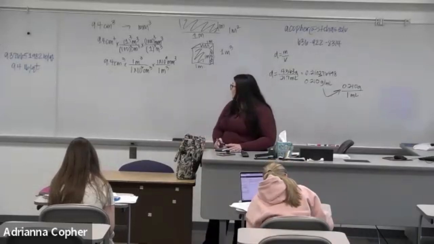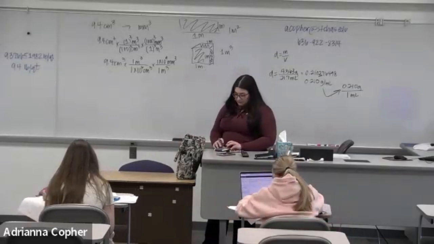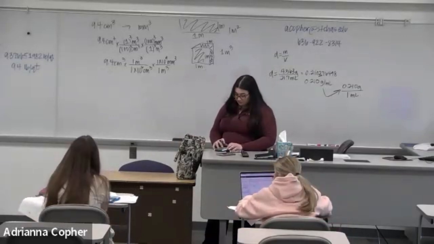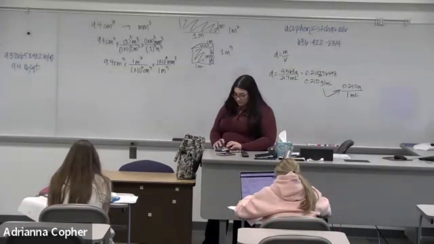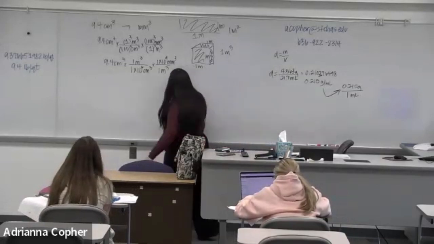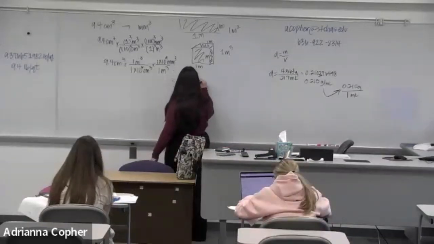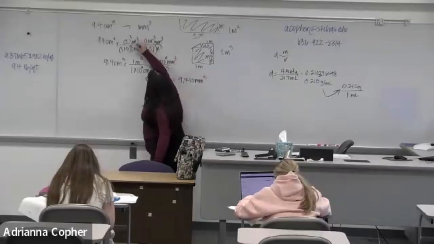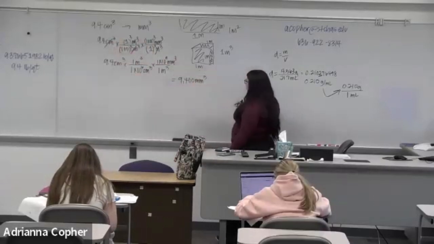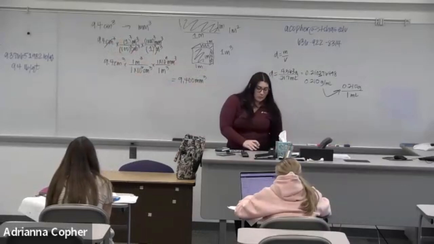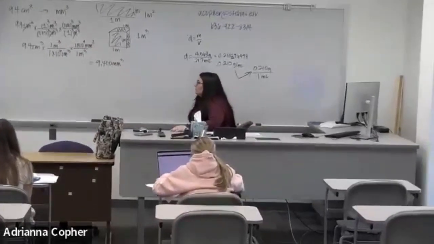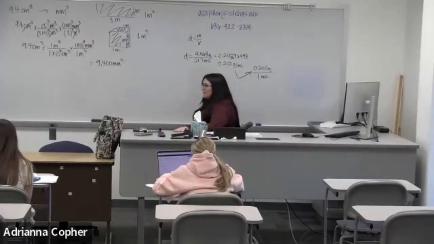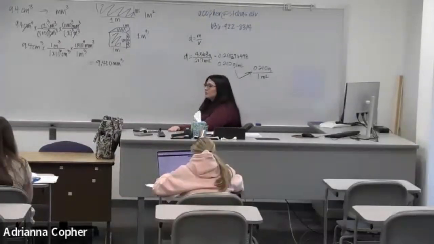So 9.4 times 1, right? Divided by 1 times 10 to the 6. Times 1 times 10 to the 6. So you should get 9,400. Yeah, so I have 2 sig figs there, I have 2 sig figs in my start. So that's how we do the cube of the square root.